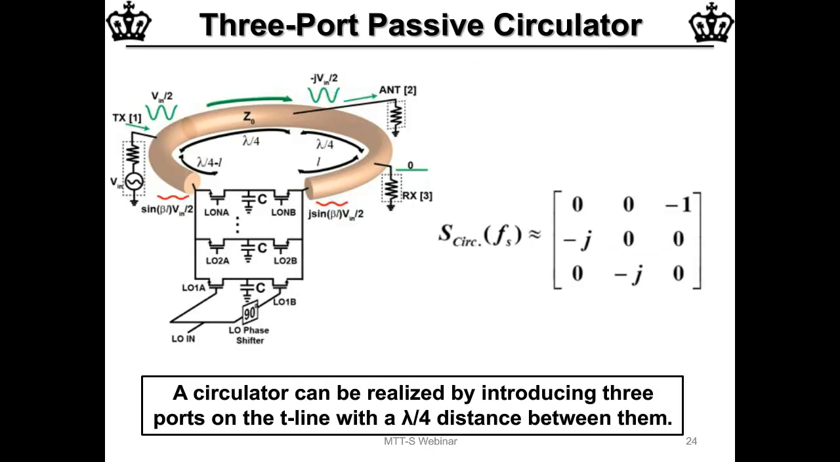So, to practically realize a circulator, you actually have to add 3 ports to it, and it turns out that you can add these 3 ports anywhere along the ring as long as they are lambda by 4 separated from each other. Once you do that, you can calculate the S parameters of the structure using regular microwave network analysis, and it turns out to have the ideal S parameters of a circulator.